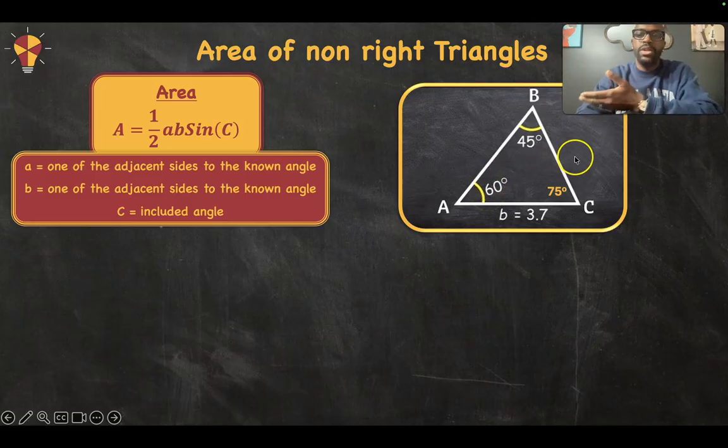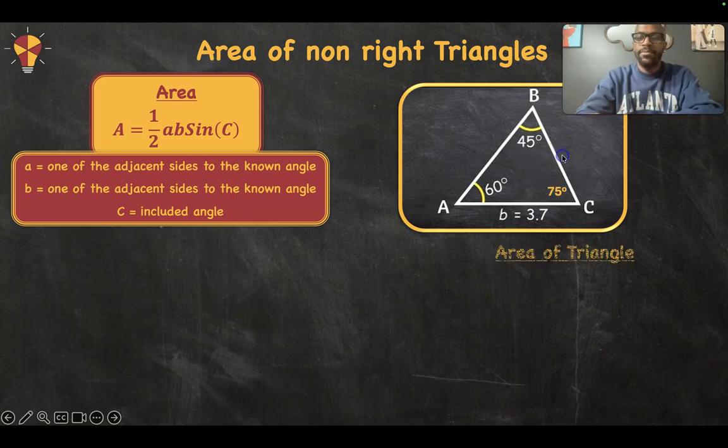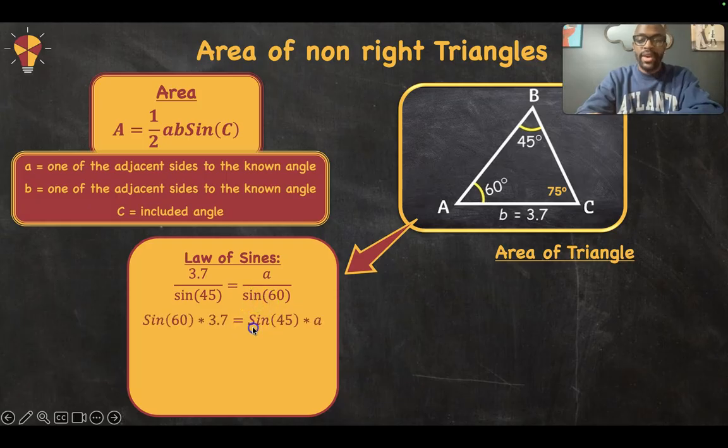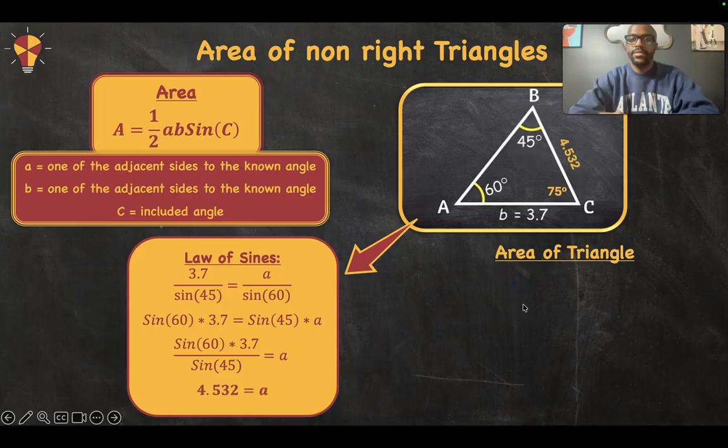So it doesn't matter which one we do, you still would have enough, but from here we would need more. So let's go ahead and find, let's say, side A. All right, so we want to find side A, we have to do law of sines. So we will use the law of sines of 3.7 over sine 45, and we will set it equal to, if we're looking for A, A over sine of 60. As you can see here, go ahead and cross multiply, divide by sine 45, and we will get our answer of 4.532. Now we have two sides and an included angle.